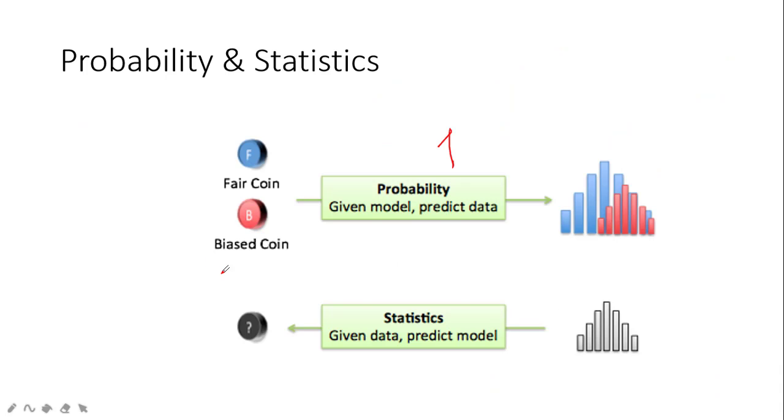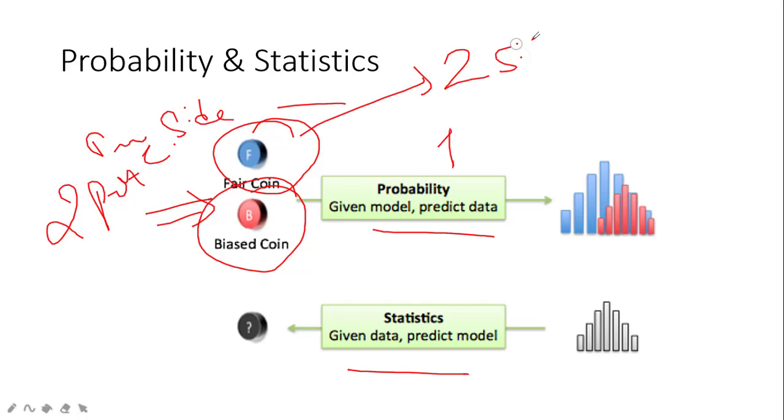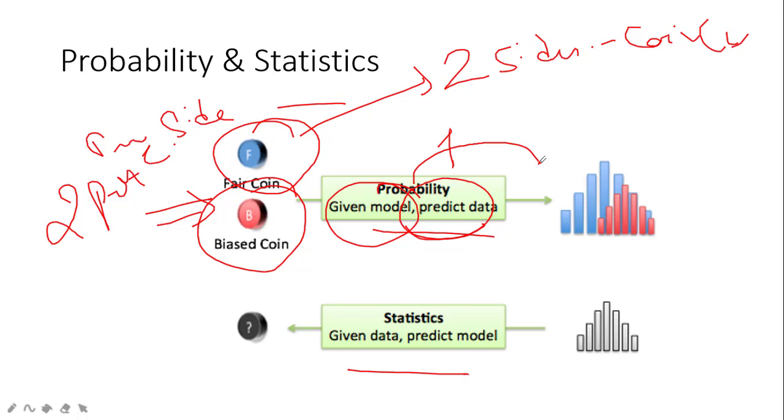Let's move on to understand how probability and statistics differ. If you observe this diagram, there is a fair coin and a biased coin, two things. Probability always has two parts, like true or false, two sides. If a coin has two sides, one is a head, another is a tail. Same thing in probability: it gives things in two sides, then it gives a model, then it predicts the data. What probability does is take the two sides, then design the model, predict the data and give the plot on that.